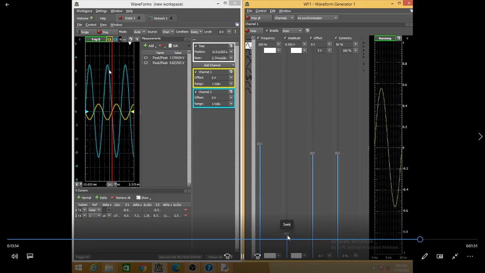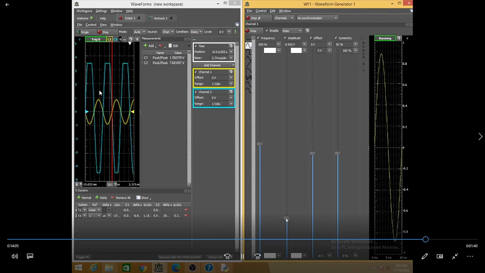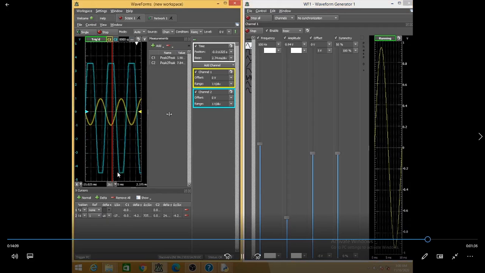There is an option for changing the amplitude here. You can just scroll it up or scroll it down. The amplitude, now you can see it is getting clipped off. So you need to slightly reduce the amplitude so that this clipping goes away. If you increase it further, it just clips on either side.